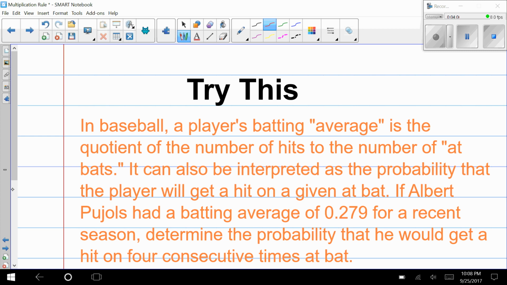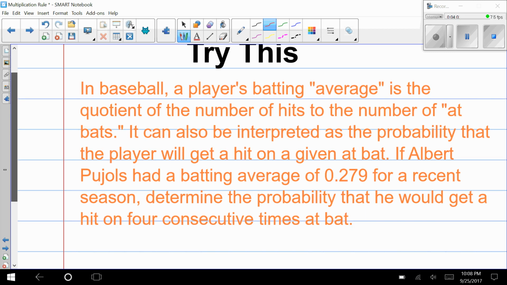And now try this one. In baseball, a player's batting average is the quotient of the number of hits to the number of at-bats. It can also be interpreted as the probability that the player will get a hit on any given at-bat. If Albert Pujols had a batting average of 0.279 for a recent season, determine the probability that he would get a hit on 4 consecutive at-bats. Basically, the probability that he walks up to the plate and hits the ball is 0.279. Find the probability that he does that 4 times.